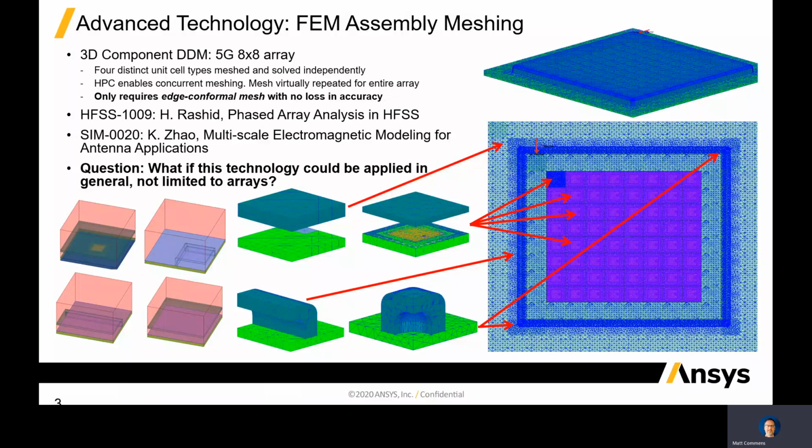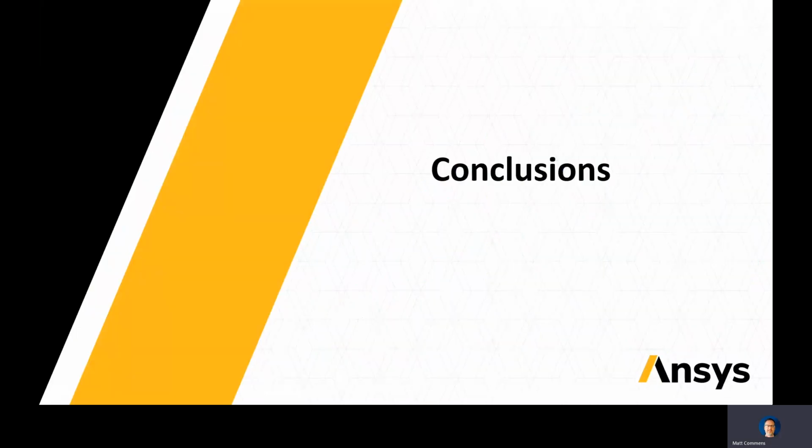But one question I want to pose to you, this idea of being able to mesh parts of a model in parallel and only have edge conformal mesh requirement with no loss in accuracy. What if this technology could be applied in general? And what if it was not limited to arrays? So just imagine what we can do with parallelized or concurrent meshing and really lessen the burden of meshing with HFSS. So think about what's coming next with HFSS.